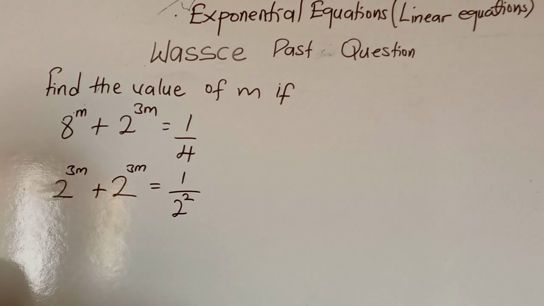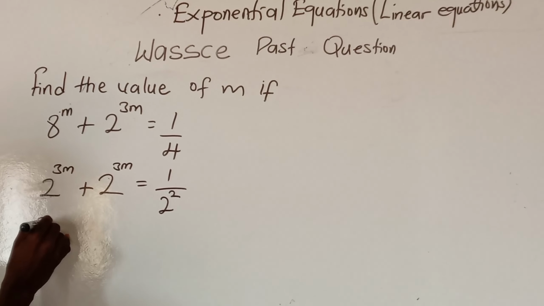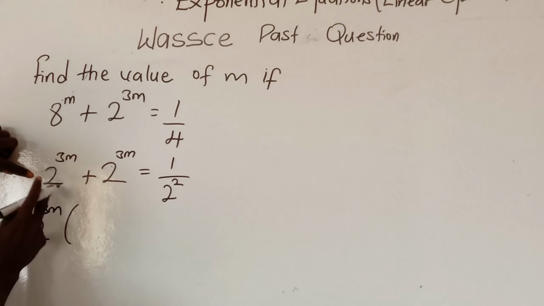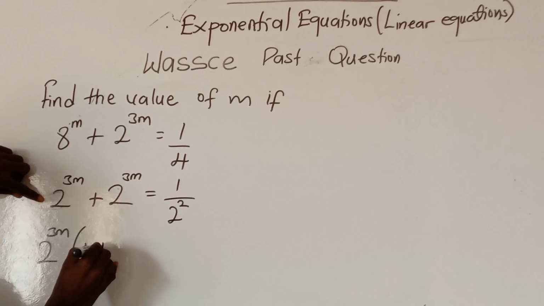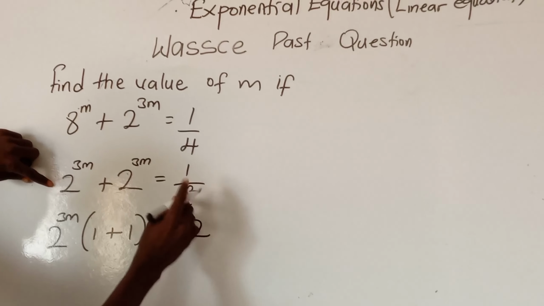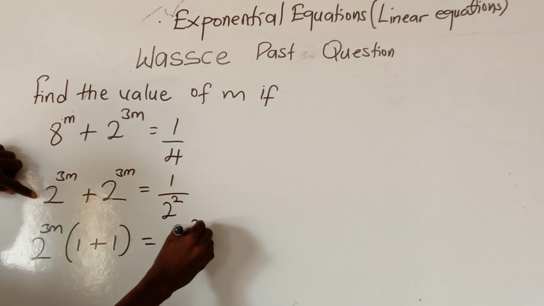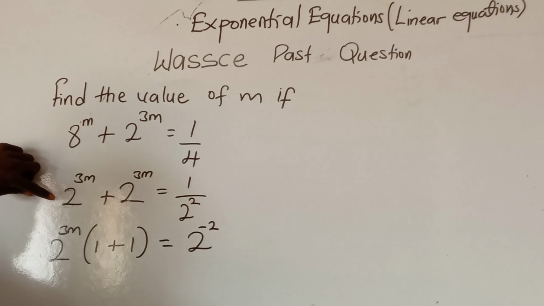So there is a common thing here. So you just need to take 2 raised to the power 3m out. So what will remain here is 1 plus, here also is 1, equals to, you convert this fraction to a negative index. So you say minus 2. Are we getting it?